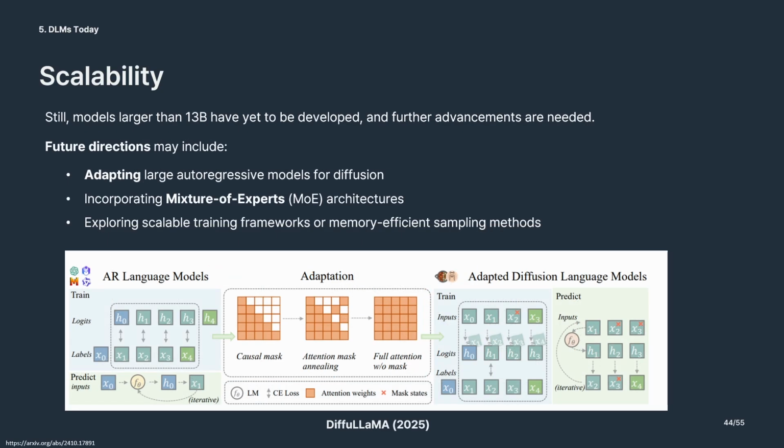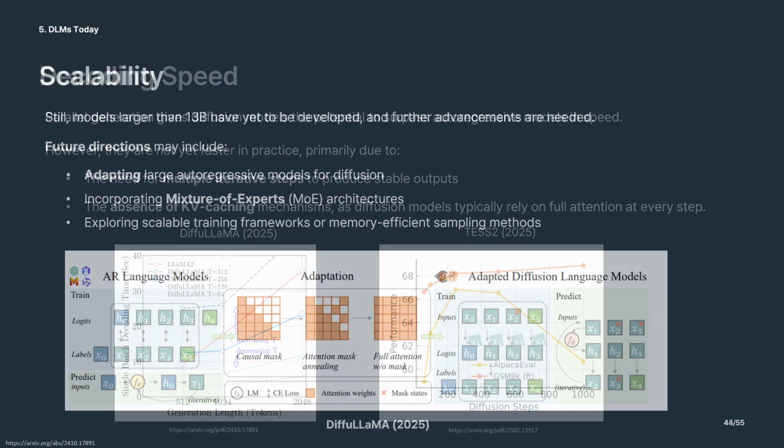Still, diffusion models beyond 10 billion parameters have yet to be developed. Continued research is needed to unlock the scalability of diffusion LLMs. To further improve the scalability, promising directions include first, adapting large LLMs for diffusion via attention schedule modifications, or incorporating mixture of experts architecture to reduce the training costs, or finally, exploring scalable training frameworks or memory-efficient sampling methods.